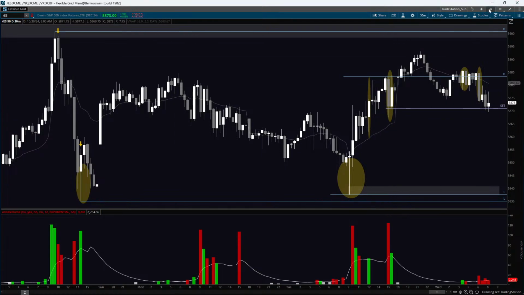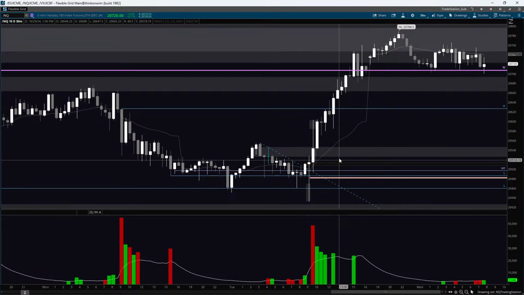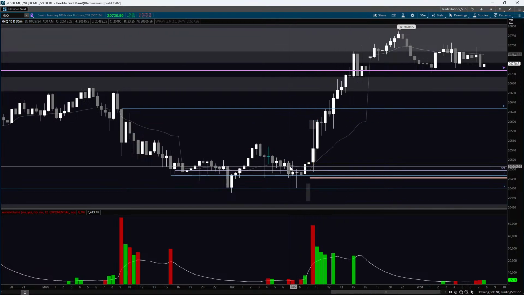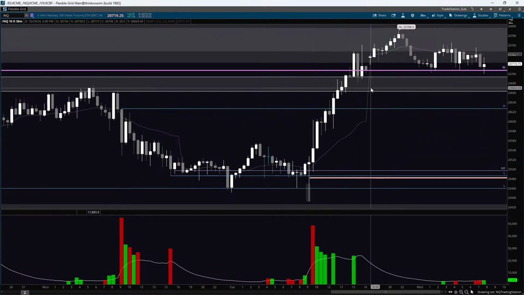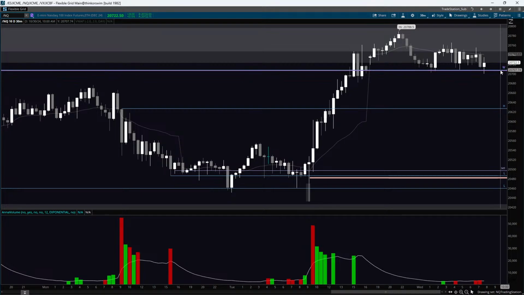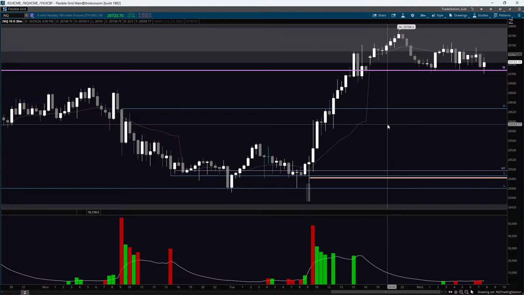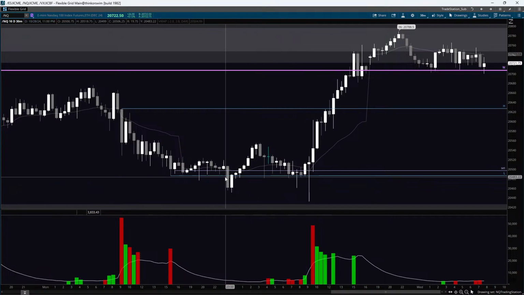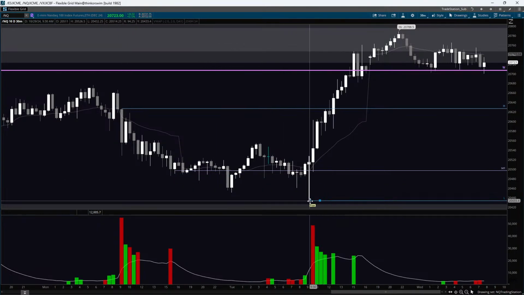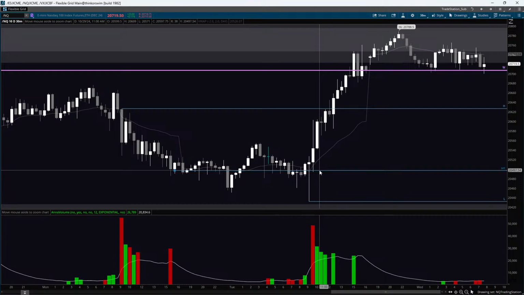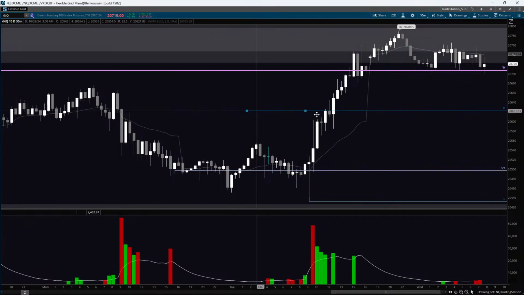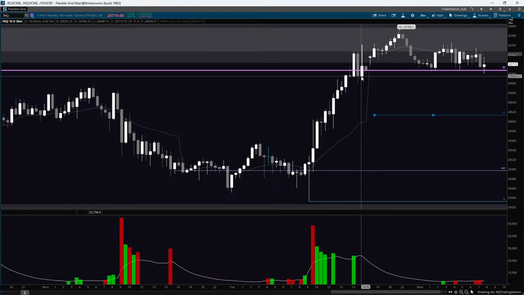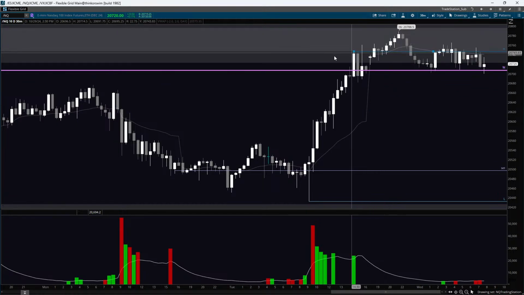All right, so let's do NQ. Let's do some housecleaning. We're above the weekly. We're above a high. So NQ's really moving. It's the low. It's the high.